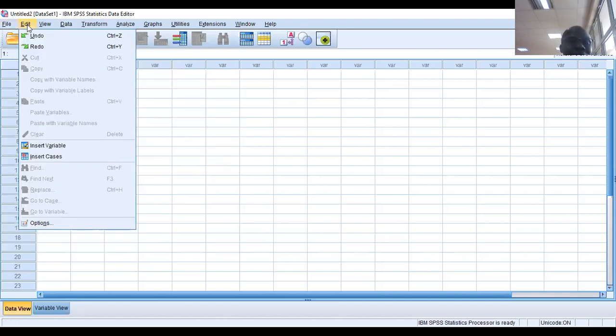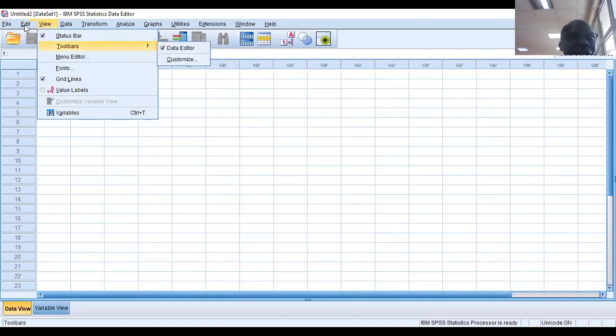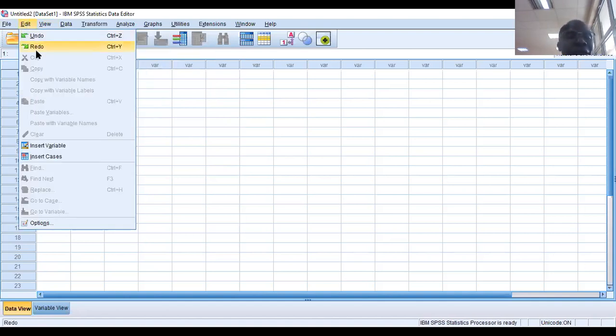Edit. Don't ask me things about what you come down here. Let me see what you do with edit. You undo, you redo, cut, copy, paste. There you can paste a column. Here you can paste a variable. You can paste a row.